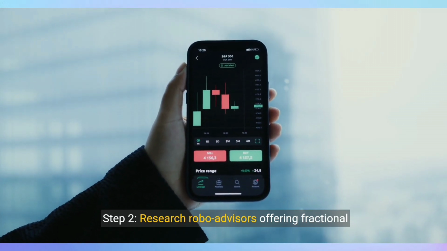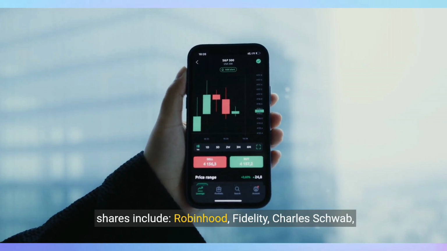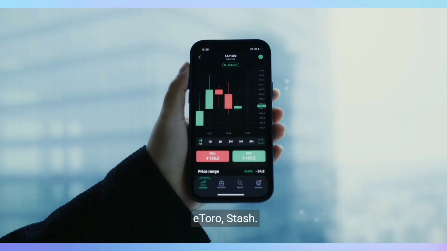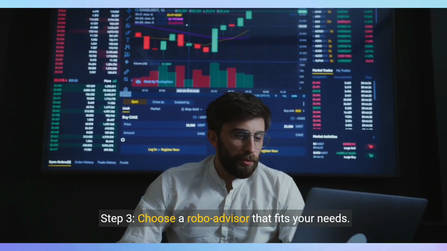Step 2. Research robo-advisors offering fractional shares. Some popular robo-advisors offering fractional shares include Robinhood, Fidelity, Charles Schwab, eToro, Stash. Step 3. Choose a robo-advisor that fits your needs.